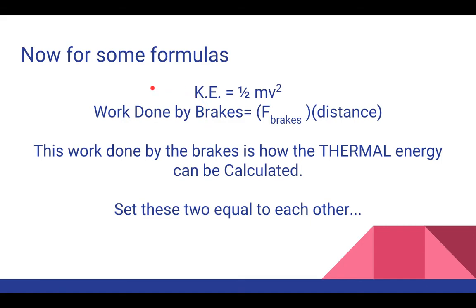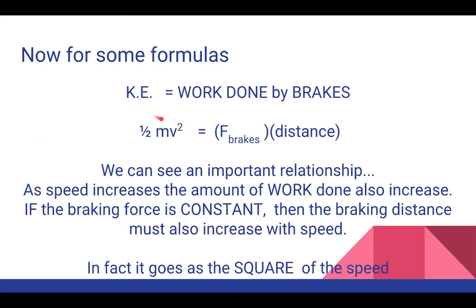So if we understand from the bar graphs that this amount of kinetic energy is exactly equal to the work done by the brakes, we can set these two equations equal to each other. All right, so here is our kinetic energy formula, 1/2 mv squared. Here is our work done by the brakes, which is going to represent our thermal energy lost. And we can see another square relationship, as we discussed in the beginning of this video, that as the speed increases, if this stays the same, then in order for this to be equal to each other, the braking distance must increase too. So as speed increases, the distance must increase. And in fact, it's a squared relationship.